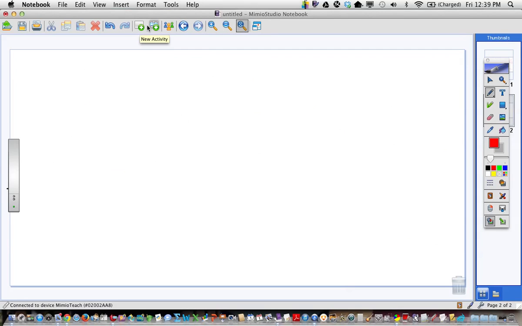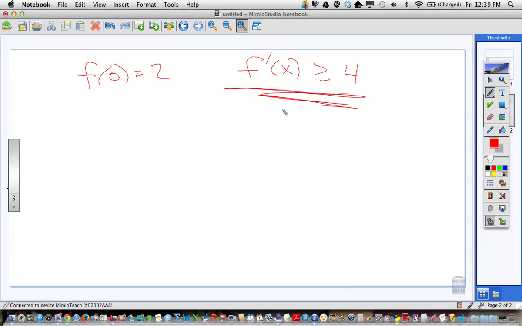Same section? That's the speed limit law stuff, right? It says that f of 0 is equal to 2. It says that f prime is what? Greater than or equal to 4. That means what? Who asked about this one? Spencer. What does f prime greater than or equal to 4 mean?